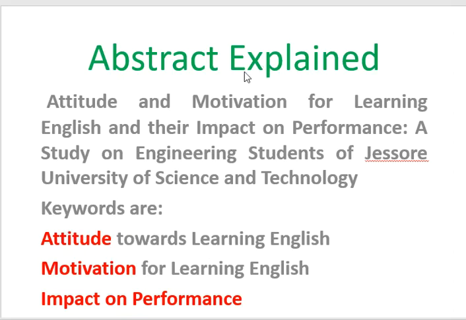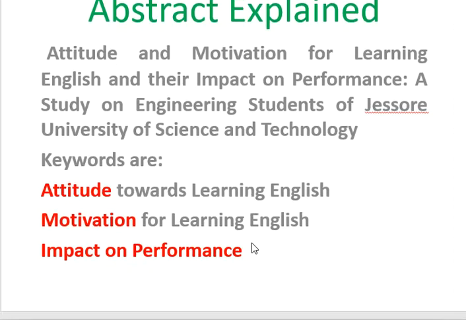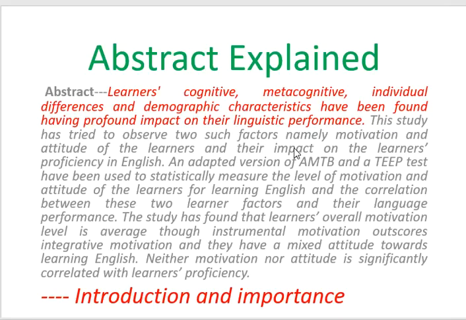So there are some things which are important, and the first thing is that this title has some keywords. As you see, we have attitude towards learning English, another keyword is motivation for learning English, and finally the impact of attitude and motivation on performance. So we have here three keywords. And this is the abstract that I have used in my article.